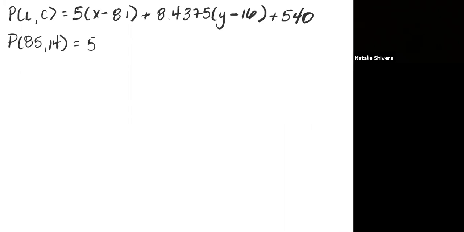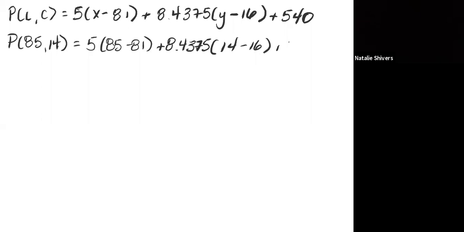So 85 minus 81 plus this 8.4375, 14 minus 16 plus 540. Okay, so I need to plug all that into my calculator. I would make it 4 times 5 plus 8.4375 times -2 plus 540. And my final answer is 543.125.